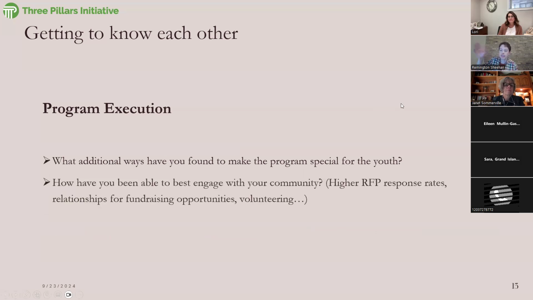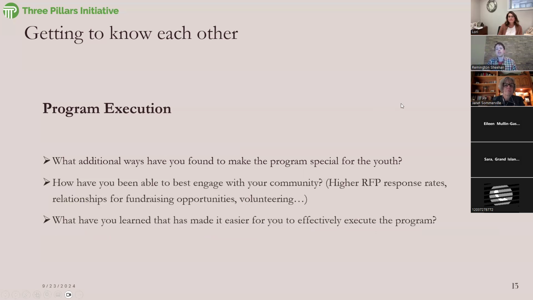And then the last part of this section for conversation, just in terms of program execution, some questions that I think are always interesting to think about. Things like, what are additional ways that you found to make the program special? I know some of our programs have done things over the holiday in December or January, just fun sessions where a few of them have done white elephant gift exchanges that are just meant to be fun and interesting, or Wonderland tree events, or even working in the springtime for Easter, whatever it might be, just different ways to make it special and interesting.